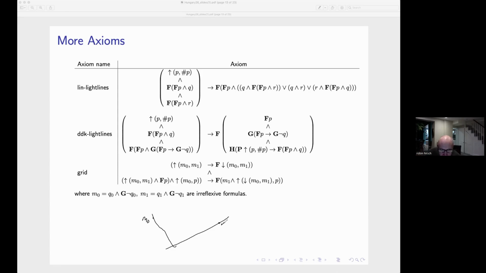And here's another point where M1 is true, and here's the point where we evaluate down here. Then, up here, there should be another point. And here we should be able to see down arrow M0, M1. That's the first part of the grid axiom. Let's get rid of that horrible picture. No, keep it. We need it a little bit.